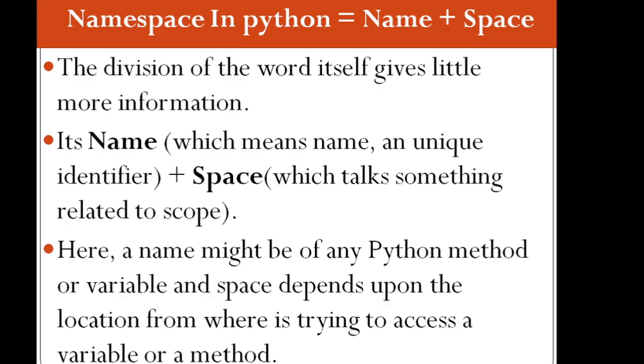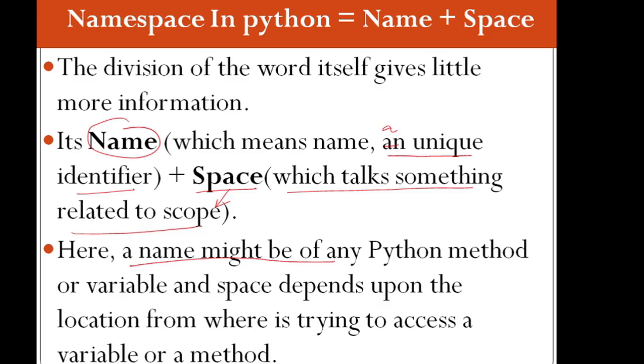Let's explore this further. The division of the word itself gives a little more information: it's name, right? And what do we mean by name? It means a unique identifier. And another term is space, which is related to scope. We will be discussing two things, and no doubt we will be talking about scope here. So this space basically refers to the scope.